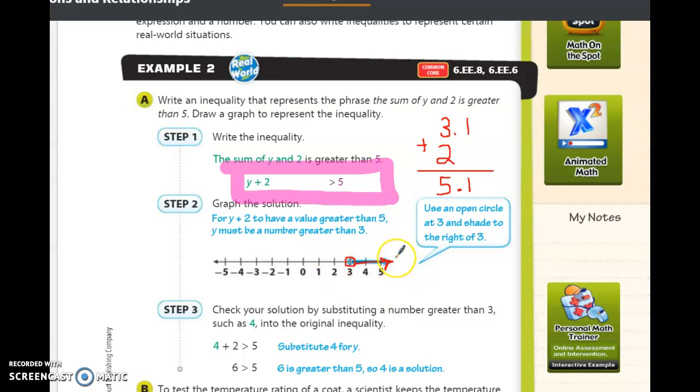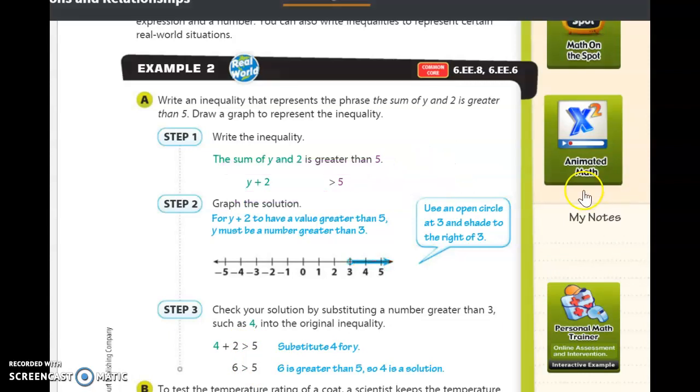All right, and we check our solution by picking a number that's highlighted like we did. 3.1 is highlighted, but they chose 4, and they said 4 plus 2 is greater than 5 because 6 is greater than 5. So we know that that's a solution. All right, let's go to part B.